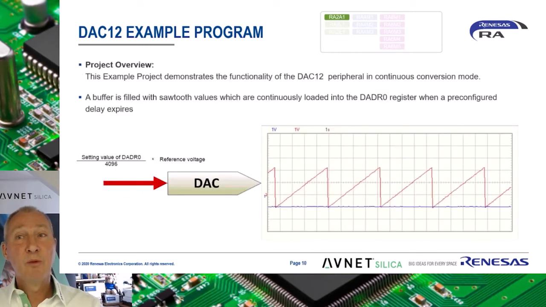The DAC12 example project for the EK-RA2A1, or evaluation board of the RA2A1, outputs a sawtooth that varies between 0 and the maximum output of 4096. A new DAC12 value is fed into the DADR0 register every time the pre-configured delay expires. This example can easily be ported to other RA devices that also have a DAC12 peripheral. I will now demonstrate the project on the EK-RA2A1 evaluation board.